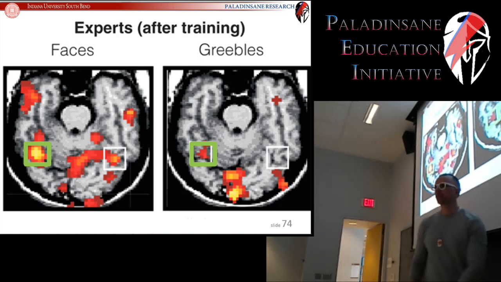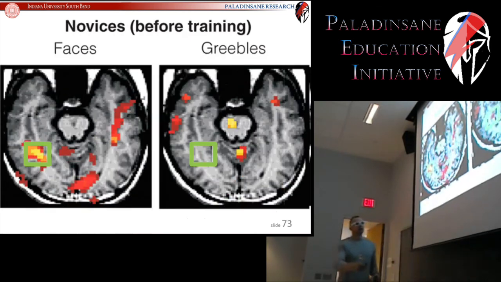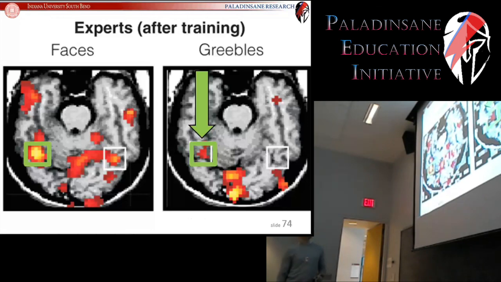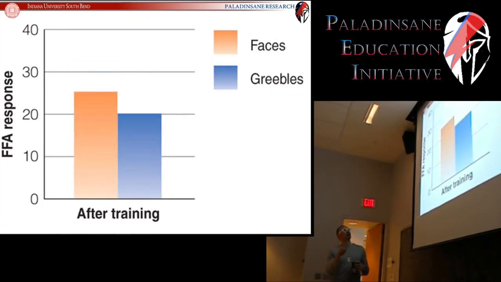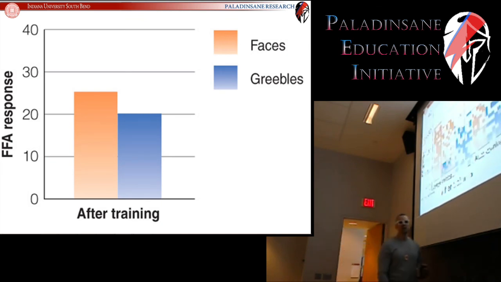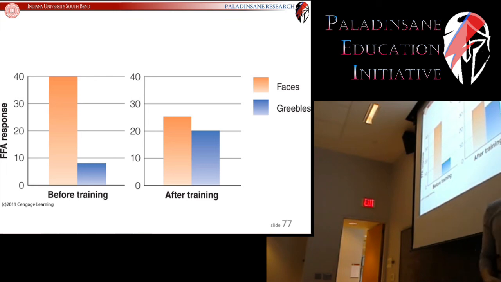Yep. Why did the bar for faces go down? That is probably because of the way that the fusiform face area responses are measured. I don't know the exact operational definitions of how they calculated 10, 20, 30, 40, but they wouldn't go down because of the experience, but probably relatively they were approximately the same at that point. That would be my answer, but I would have to take a look at that a little bit more. But that was a good catch. But importantly for us, they're almost comparable now in terms of their responses. So that's what they found.